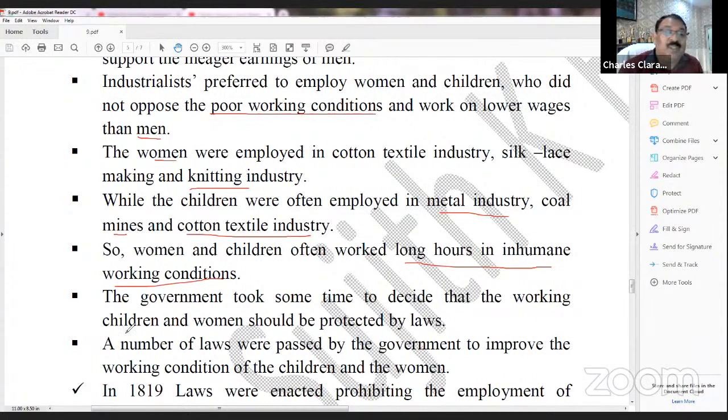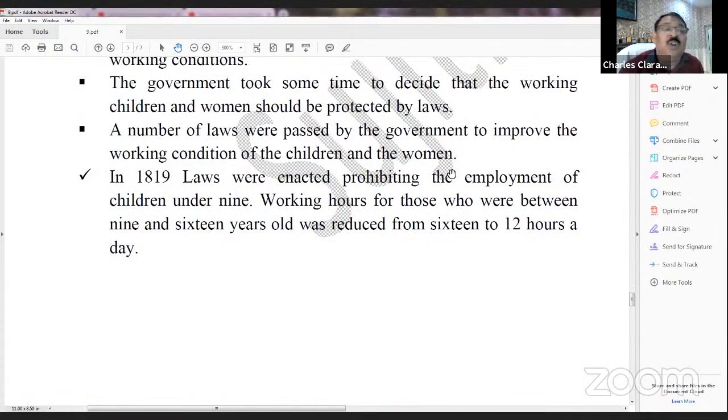How sad. The government took some time to decide that working children and women should be protected by law. And it did take time. Thank God there were some people who had a conscience, and they said, no, we need to have laws to protect them. If there were no laws, what would happen? Why do you need laws? You need laws because people will not learn to behave themselves, and this is usually people who are earning much more than they should earn. Those are the ones who are giving you a job, right?